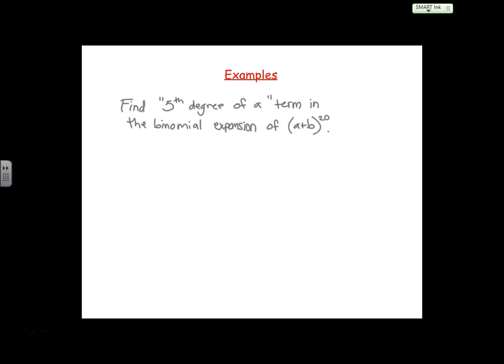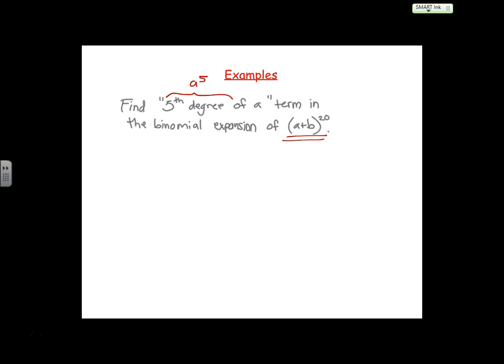Okay, if we were to find the fifth degree term, aka a to the fifth power term, if that helps a little bit better. So this whole notation could just be a to the fifth power. This is kind of what I just showed you a second ago.